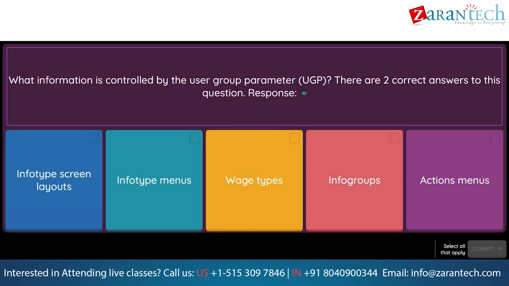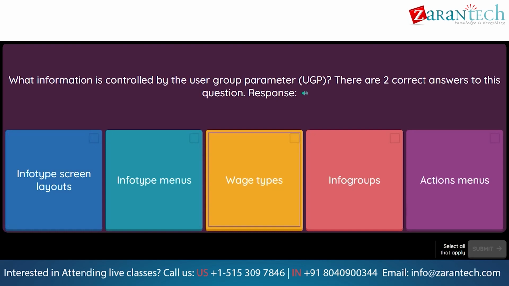Question: what information is controlled by the user group parameter, UGP? There are 2 correct answers to this question. Response. Option 1, info type screen layouts. Option 2, info type menus. Option 3, wage types. Option 4, info groups. Option 5, actions menus.